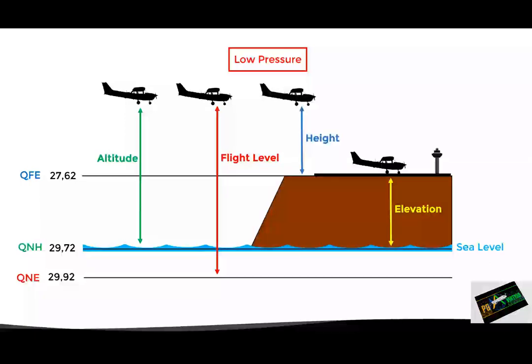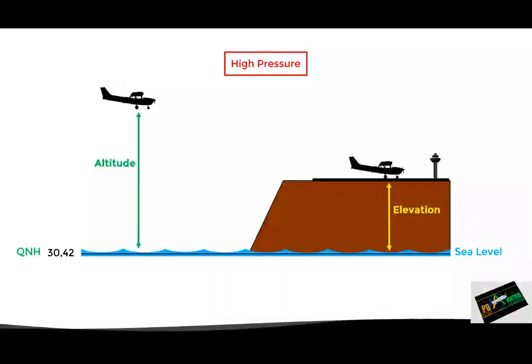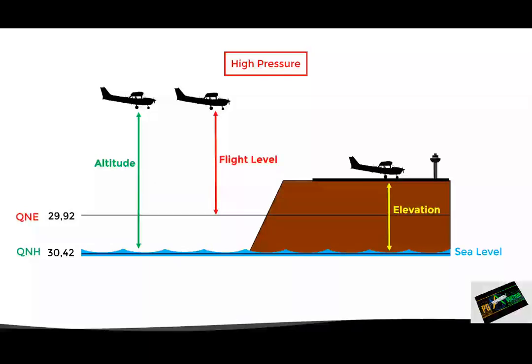On the other hand, if there is a higher than standard pressure condition, the sea level pressure will be higher than 29.92 inches of mercury. Let's say it is 30.42 inches of mercury, this would be then the QNH. If we adjust it in the altimeter, it will read the altitude, or elevation above sea level. In this case, the QNE, or standard pressure level, will be above sea level. If it is adjusted in the altimeter, it will read the flight level, which as we can see, is lower than the altitude.